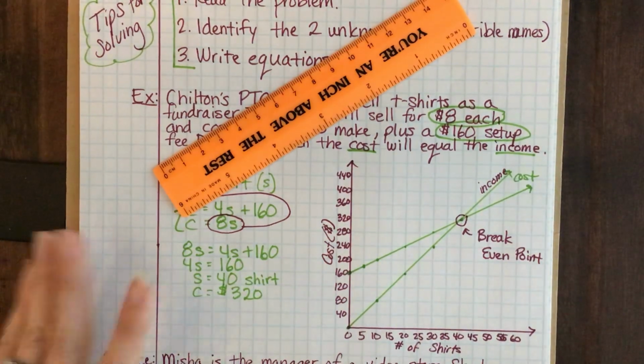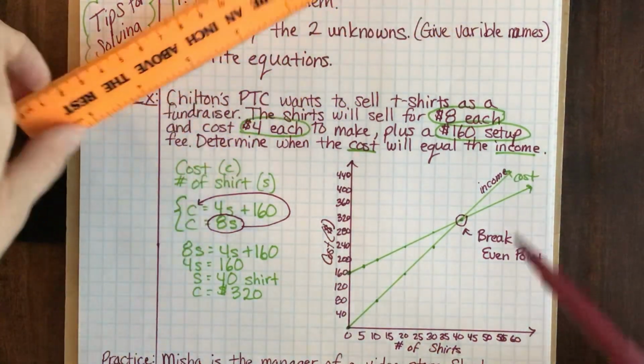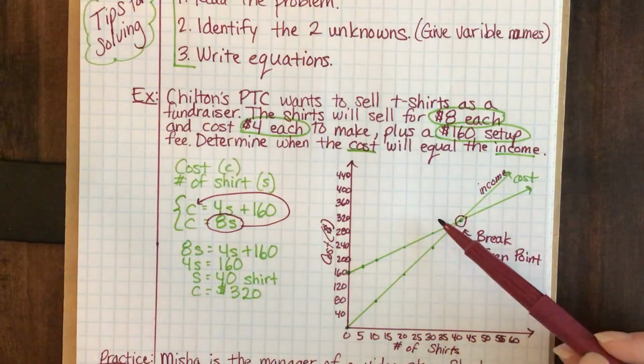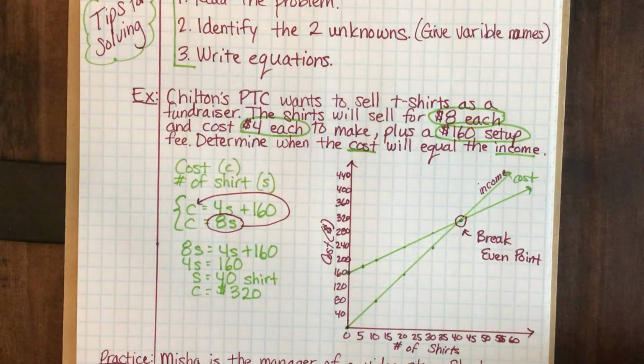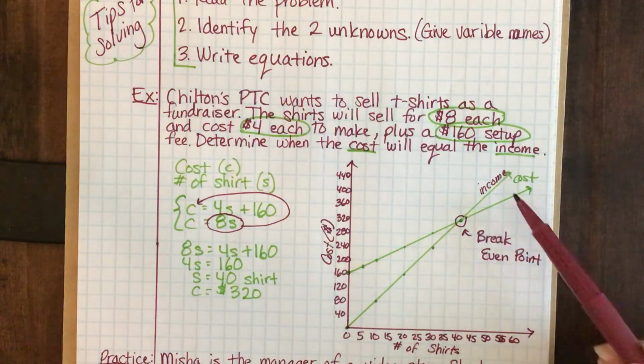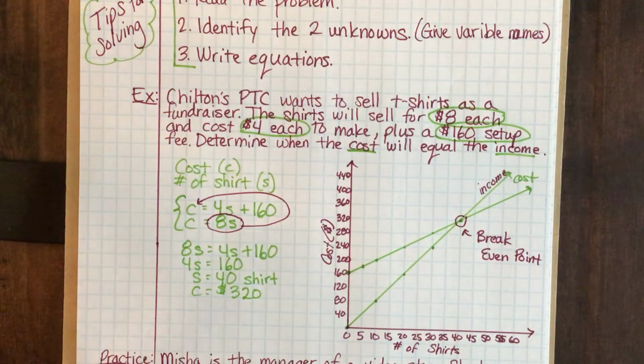okay? So to answer this question, the cost and the income will equal each other when you have sold 40 shirts, and that will get to $320. Okay, before that, they don't make any money, they're in debt. After that, they do make money.